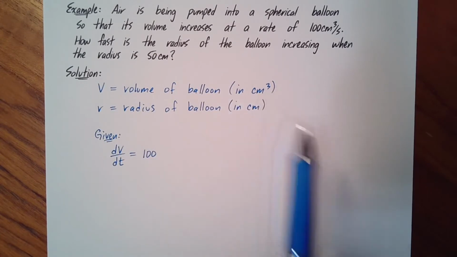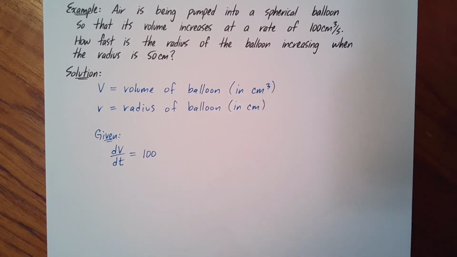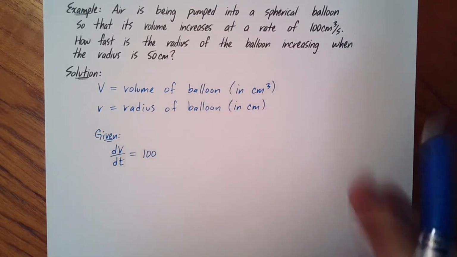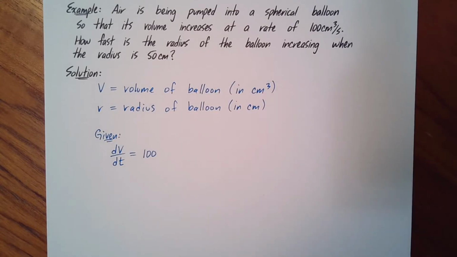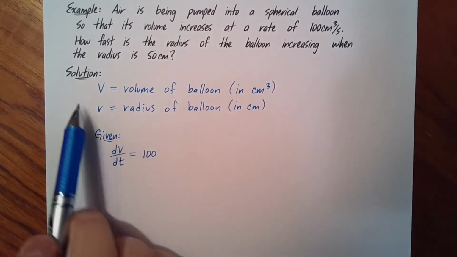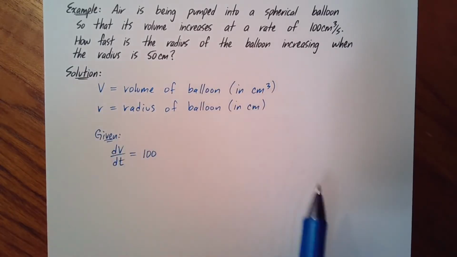So the centimeters cubed part is obvious, but I do now have to keep track of the fact that time is being measured in seconds for this problem. So at the end of the problem, when it comes time to interpret our results, we'll have to remember that. We have to agree that time is measured in seconds, and then the other two variables here are taken care of already. Okay, so that's what's given.